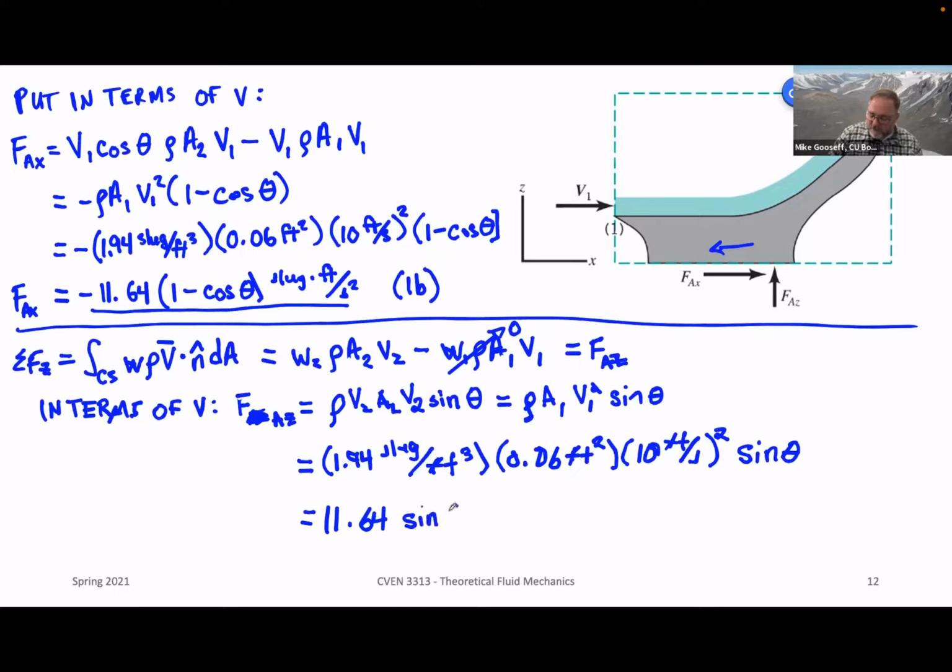And if we were given theta, we'd be able to figure this out in pounds, right? This would be a value in pounds. Okay, so we don't have theta, but essentially here's our FAZ, and on the previous slide, we had FAX. And if we just plugged in any theta, we could look at how these two change based on how theta changes, right?